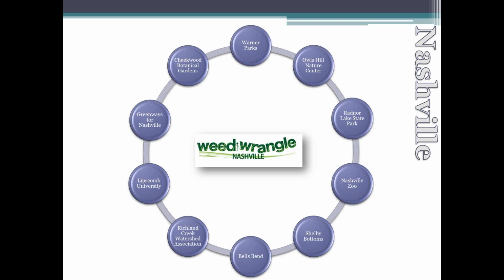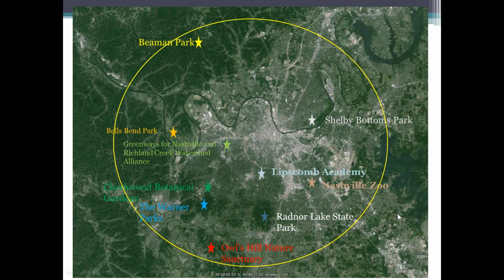So we went out, and I have to say pretty easily we were able to find a lot of partners that jumped in on this. You can see the names of them there, from Owl's Hill Nature Center to state parks, the Nashville Zoo, which has been a great partner in this, Shelby Bottoms, Bells Bend, another municipal park, watershed associations, Greenways of Nashville, universities, and botanical gardens. We really tried to spread it out. And you can see this map of Nashville, and where they're all located.